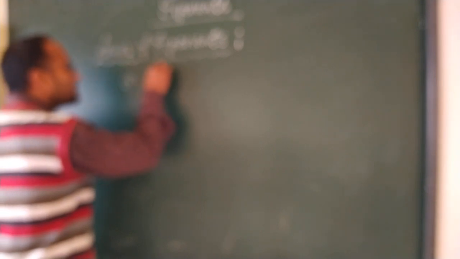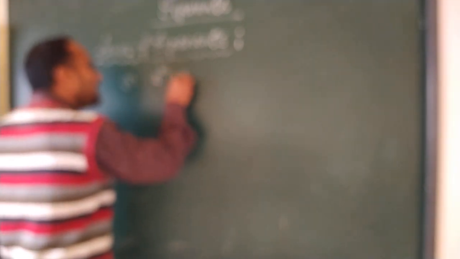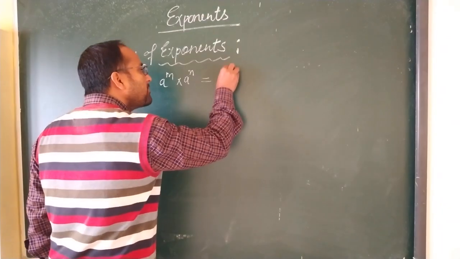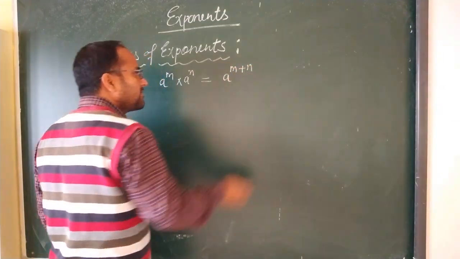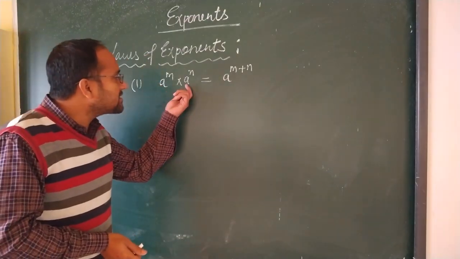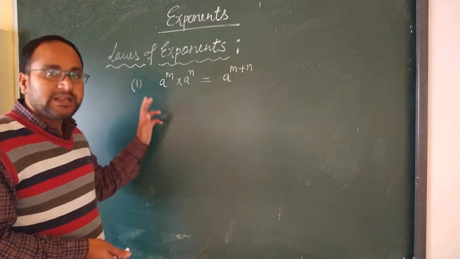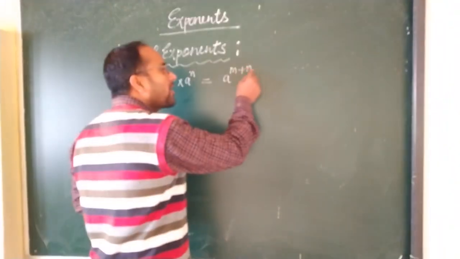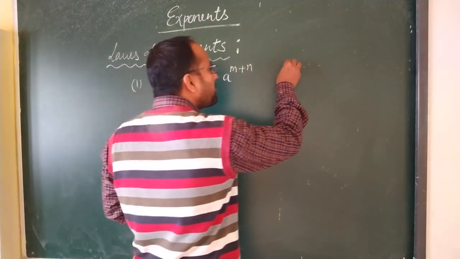Suppose a to the power m is multiplied by a to the power n. Bases are the same, so in this case you will add the powers: a to the power m plus n. If bases are equal and powers are different, in multiplication you will write the base one time and add your powers. So you will get a to the power m plus n. I will show you one example.